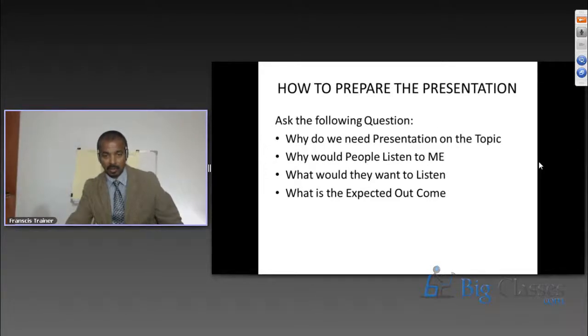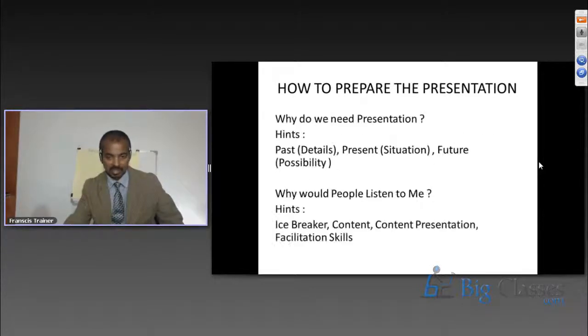Then we said these are the questions we need to ask when we are preparing the presentation. Why do we need the presentation? Why would people listen to me? What would they want to listen to? And one of the most important things is the expected outcome. You should know what is there after the presentation has happened. This is something which we discussed yesterday.